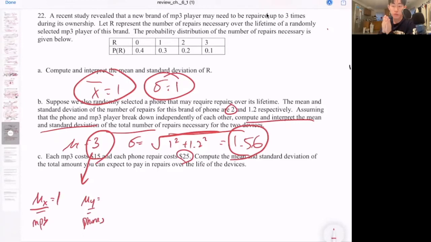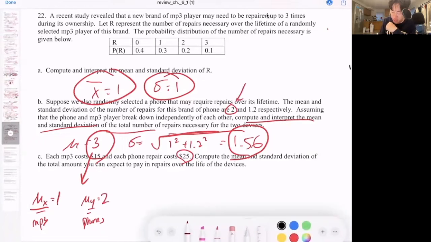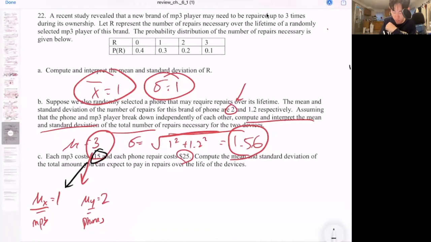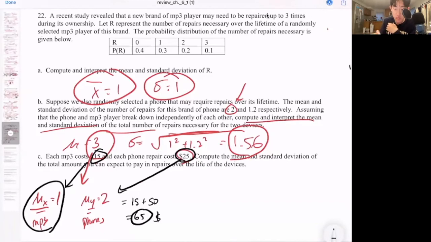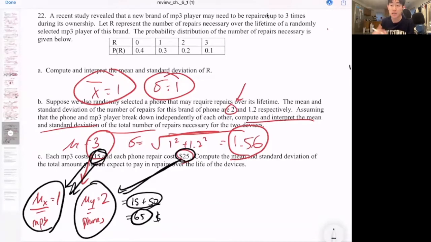I know my expected value for MP3 repairs is 1 and phones is 2, as stated. And it says that it costs $15 per MP3, $25 per phone. So that is 15 plus $50, which should be $65 in total. Yes, and I believe that is the correct answer. So you just multiply the expected number of repairs for MP3 by the cost, multiply the expected number of phones that need to be repaired by the price, and add them up, because that's what the expected value of combined random variables is all about. You get 65.